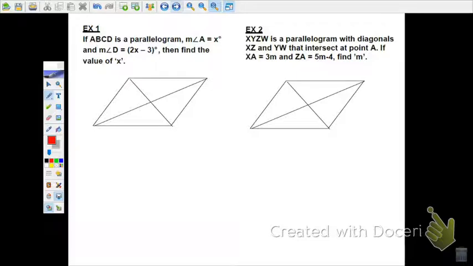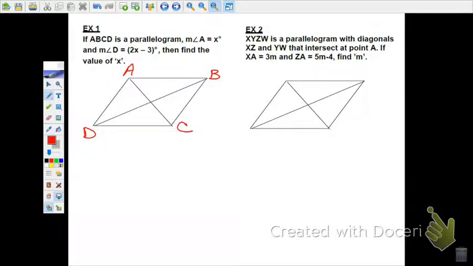It says if ABCD is a parallelogram, so when we name that shape, that quadrilateral, I can start at any vertex I want. It does not matter. I'm just going to start at the upper left-hand corner. I can go clockwise or counterclockwise, and I have to go in order. So I can't skip around. So I have my parallelogram ABCD.